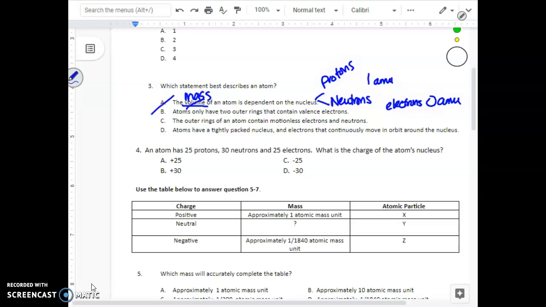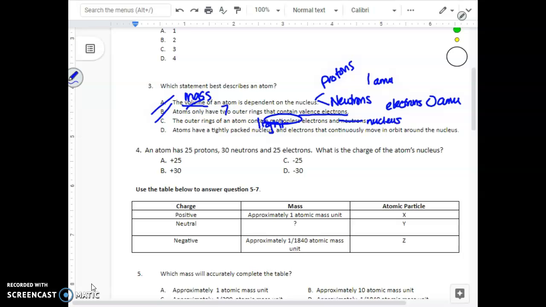Atoms only have 2 outer rings that contain valence electrons. So first of all, atoms can have up to 7, and only the last outer ring would be the one with the valence electron. So that is incorrect. The outer rings of an atom contains motionless electrons and neutrons. Well, first of all, the fact that they're motionless is wrong. They are moving at the speed of light, and neutrons are in the nucleus, so that is not orbiting in the outer rings.